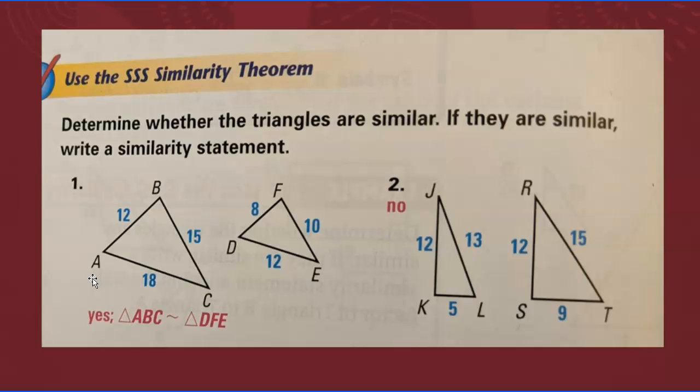Then in the next one, we already know it's not going to be similar, but if you were to set up similarity or proportional statements, I would have, looks like my shortest side, 5 over 9. That's not going to reduce at all. My longest side's 13 over 15. That's not going to reduce at all. And 12 over 12 is just going to be 1 to 1. So we know those are not going to be similar. All right.